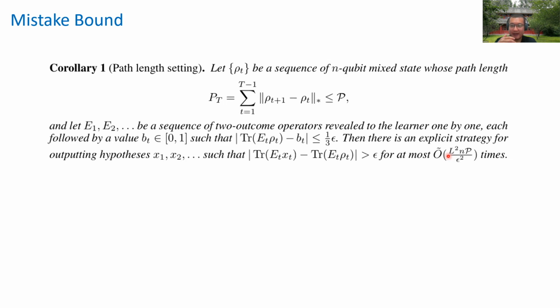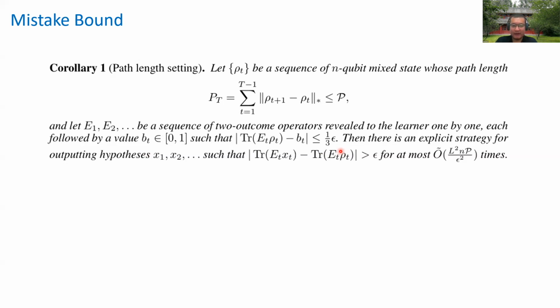So for instance, in the path-length setting, as just mentioned, we have a sequence of two-outcome measurement operators E1, E2, etc., and also the states. By making this kind of prediction, each time we are going to give you a value b_t. And we can see an even more robust version, where the true answer doesn't even have to be precise. As long as you give me a value b_t that is epsilon over 3 close to the true value, we are good.